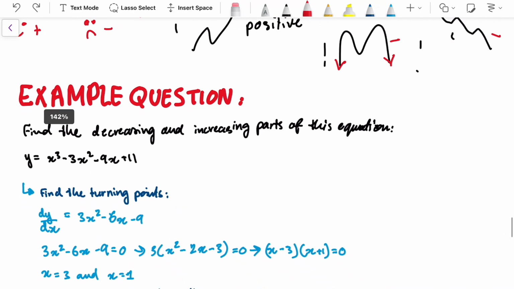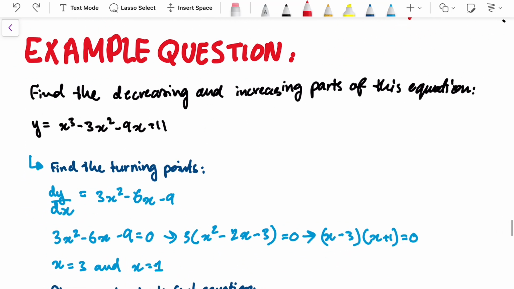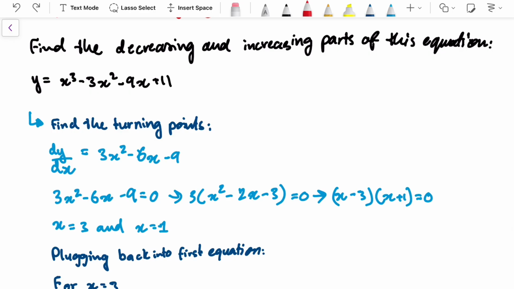So let's find the decreasing and increasing parts of this equation. y is equal to x cubed minus 3x squared minus 9x plus 11. Cool. How do we do this? First, we want to find the turning points, because if you look at this, at every turning point, the direction of the graph changes. So over here, it's positive. Over here, after the turning point, it's negative. After the turning point over here, it is positive. So that's why we need to find the turning points in order to see what really is happening with the graph.